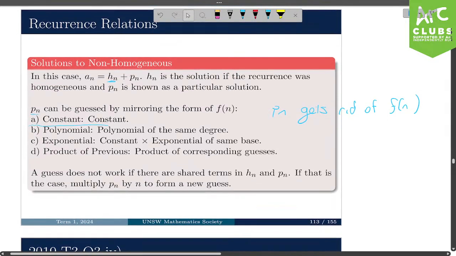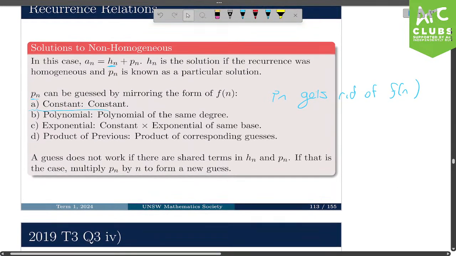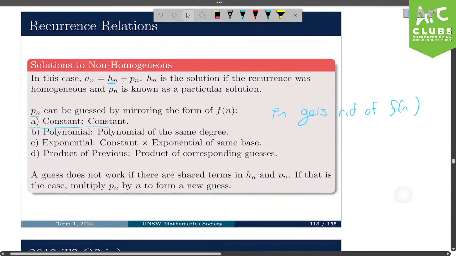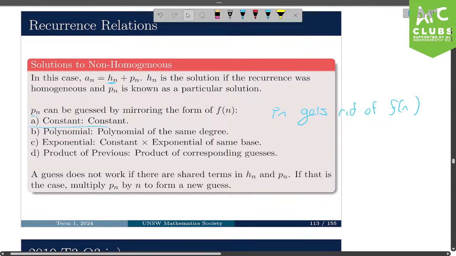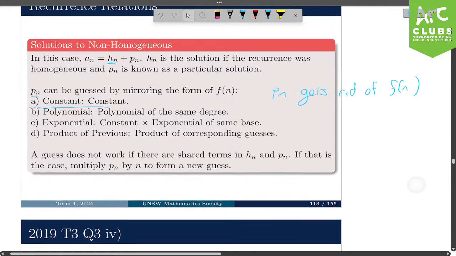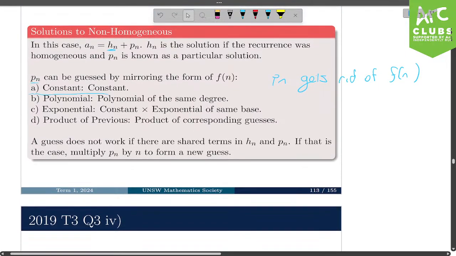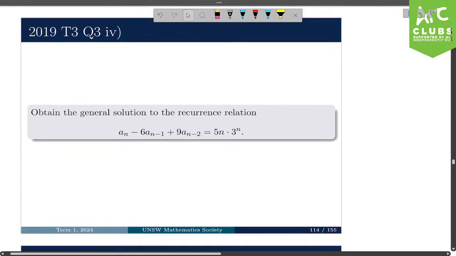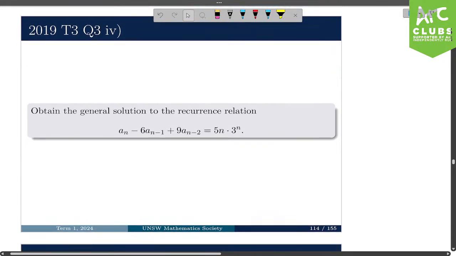The main way to get these is honestly just through guessing, and through being familiar with it. It comes back to this: if you do want to get better at math, there is only one solution, and it's just to put in more work. There is no shortcut. So if you want to get better with recurrence relations, do more questions and get more familiar with them. So here's 2019 T3 Q3 part 4.